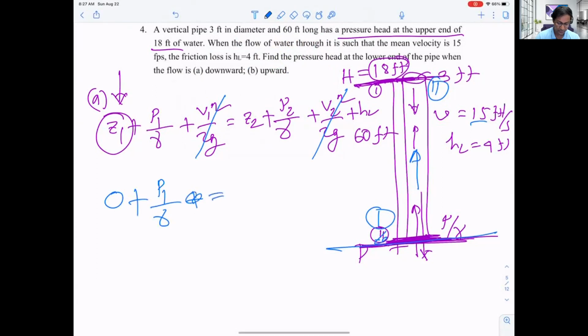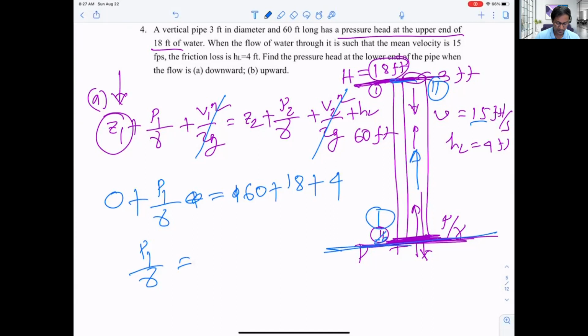So equal to G2. Now we have G2 here. There's section 2. It is 18, not 18, it is 60. And what is the P2? It is 18. Plus what is the head loss? It is 4. So what will be the pressure head at section 2 when flow is upward, right?